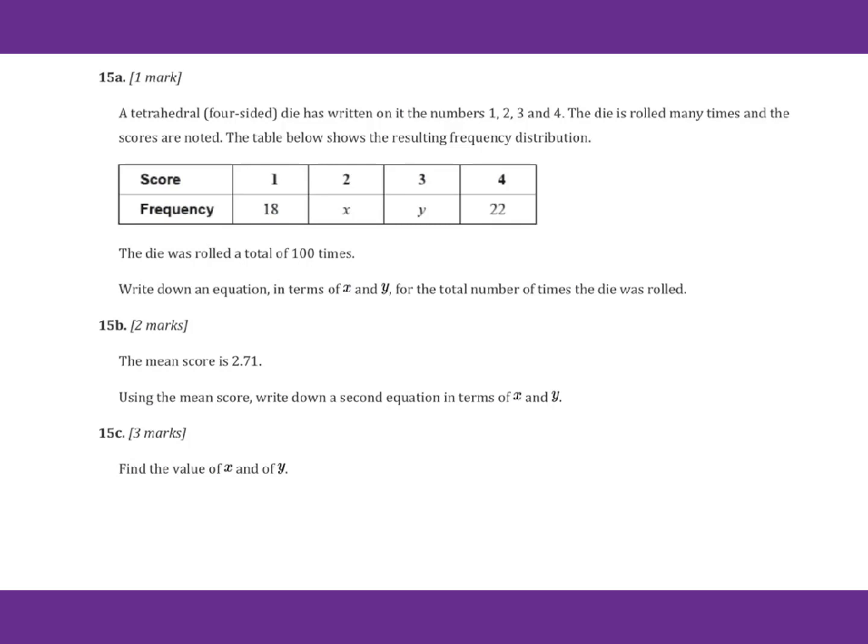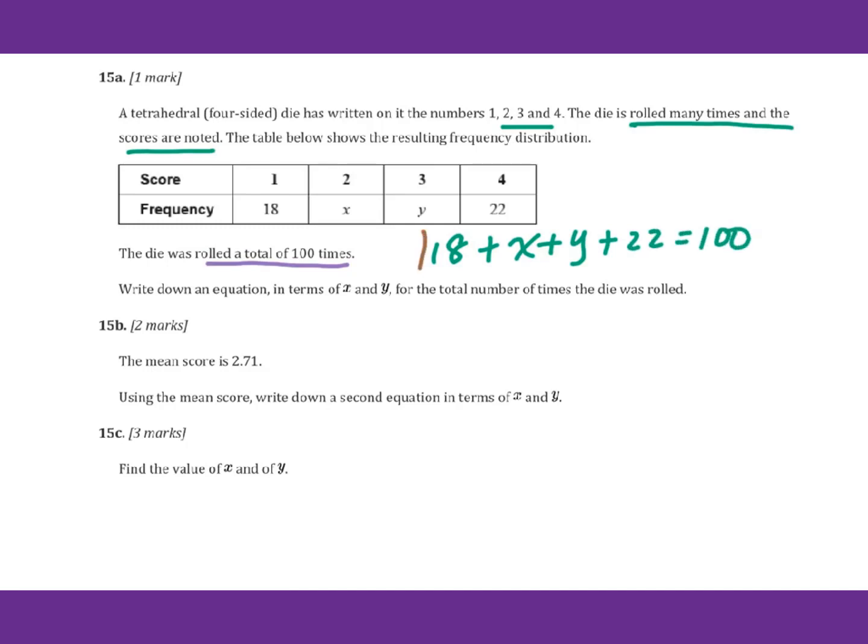15A. A four-sided die has written on it the numbers 1, 2, 3, 4. The die is rolled many times and the scores are noted. This table shows that. The die was rolled a total of 100 times. Write down the equation in terms of x and y for the total number of times the die was rolled. So 18 plus x plus y plus 22 equals 100. You don't have to simplify.